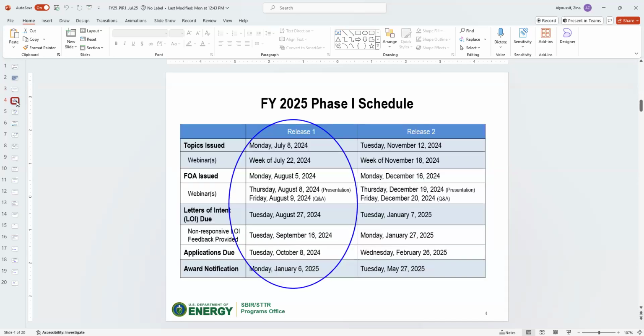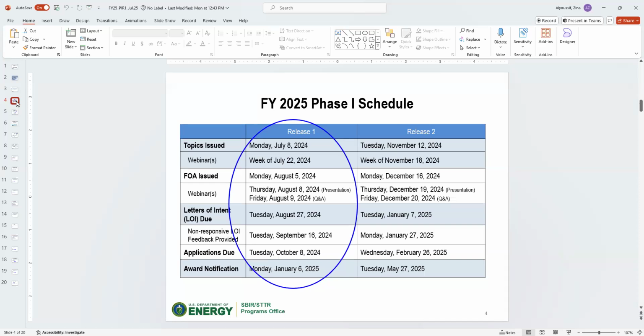As you can see, the topics document was issued on July 8, and this week we are hosting the topics webinars. The funding opportunity is usually released about 3 to 4 weeks after the topics are issued. We do this to give you enough time to read through the topics document and ask questions so you can make a more informed decision as to whether or not you might have something that is responsive to what we are looking for in this release.